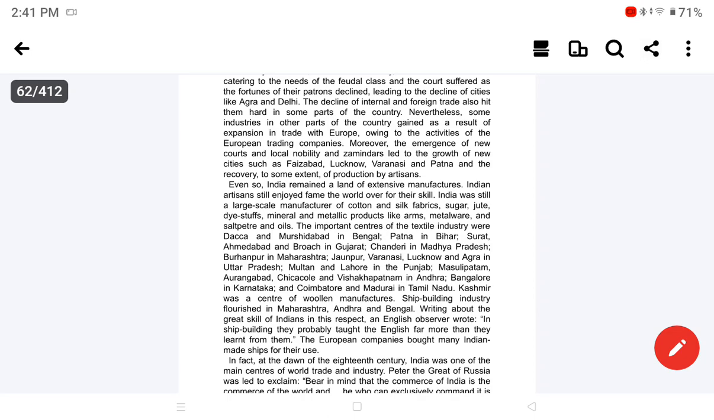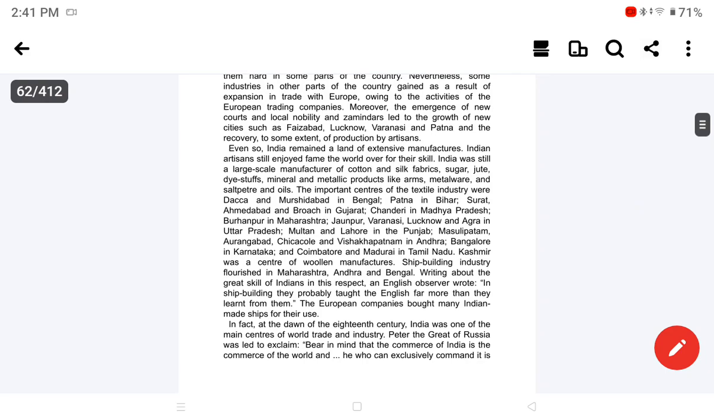Shipbuilding industry flourished in Maharashtra, Andhra and Bengal. Writing about the great skill of Indians in this respect, an English observer wrote, in shipbuilding they probably taught the English far more than they learned from them. The European companies bought many Indian made ships for their use.